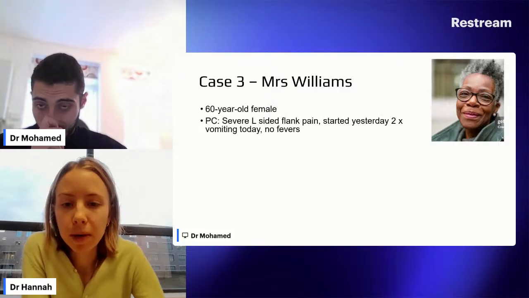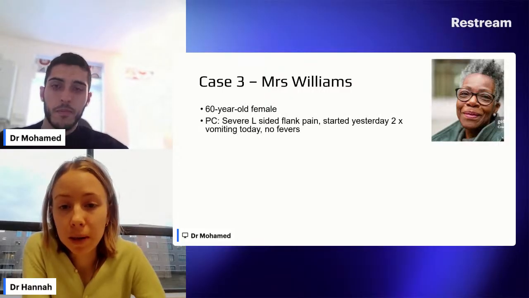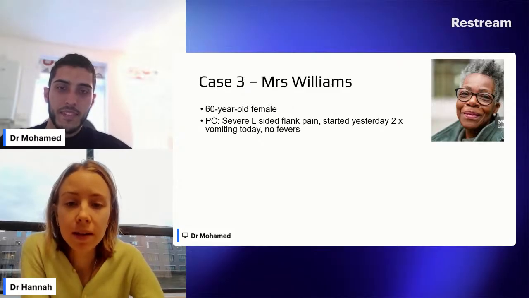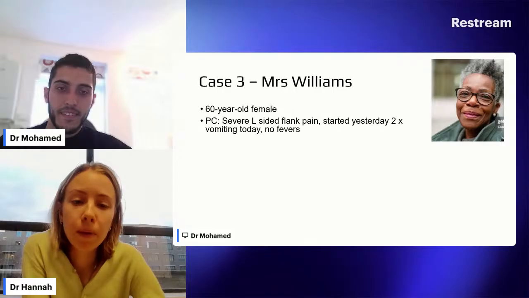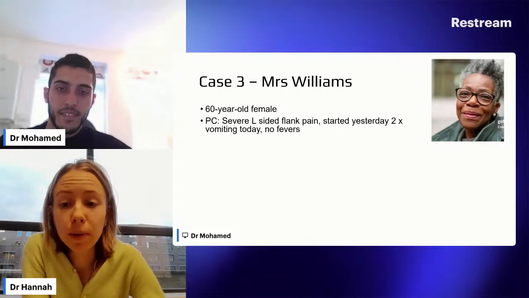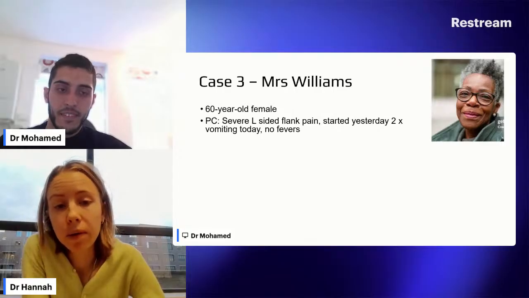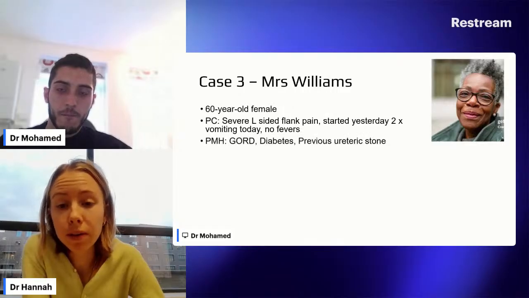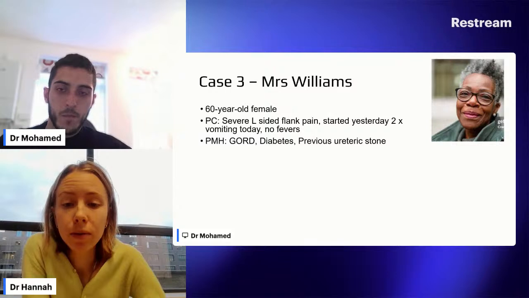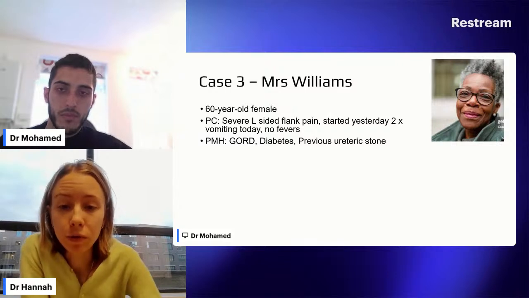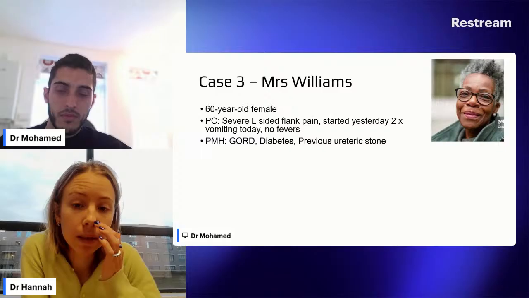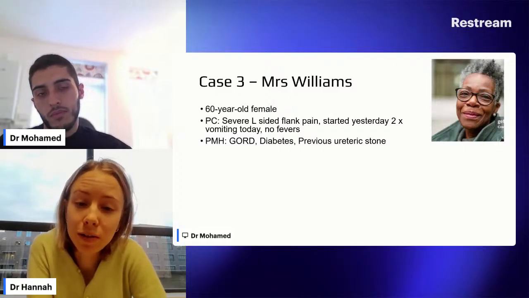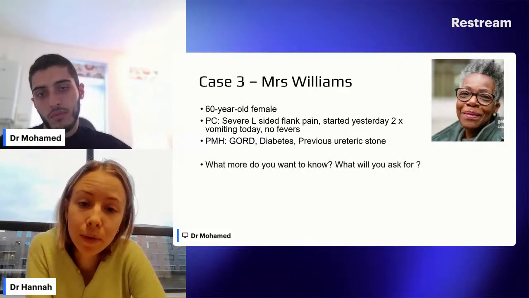So we've got Mrs. Williams, a 60-year-old female who has come to A&E with severe left-sided flank pain. It started yesterday and comes and goes. She's vomited twice today, but denies having any fevers. Her past medical history: she's got gastroesophageal reflux, she's got diabetes, and has had a ureteric stone in the past.